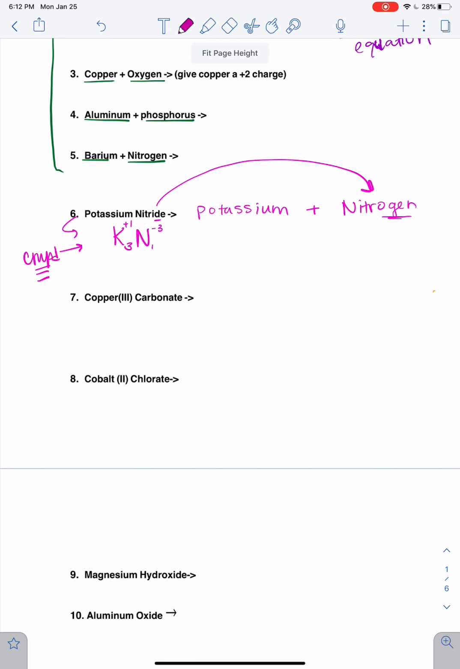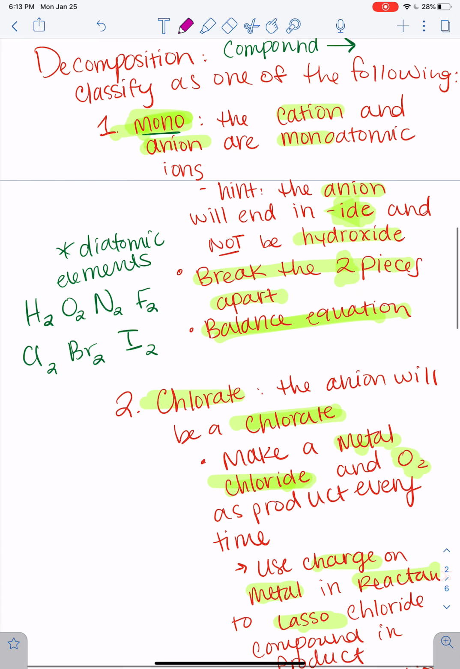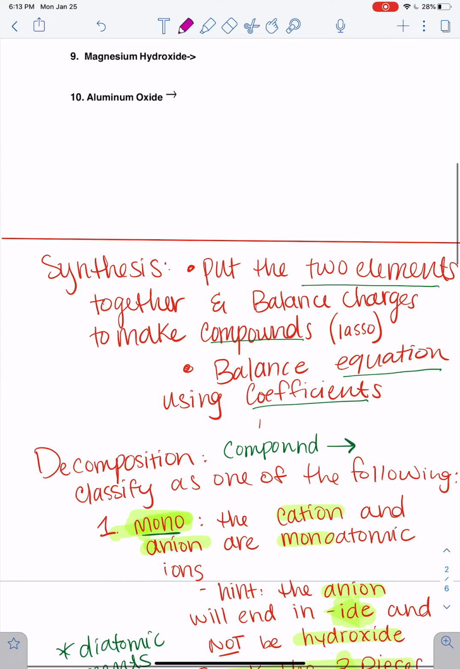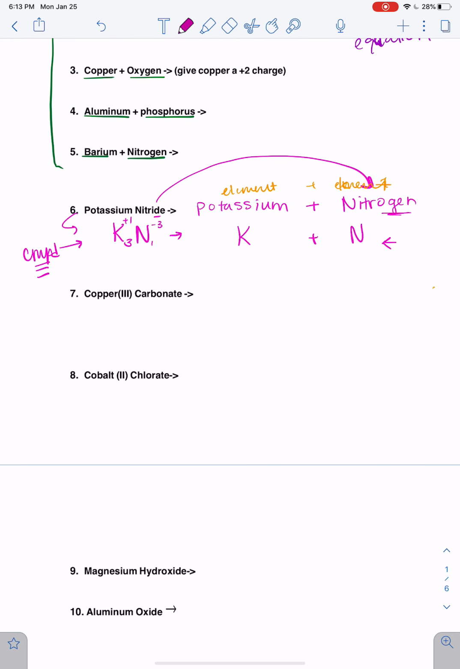Now on our product side, we don't have compounds. This is an element plus an element. I misspelled that, but whatever. So they will not have charges. So we're just going to write K plus N. And remember, I told you to watch out for diatomic elements. N is diatomic. So meaning you have to look at it and say, does it have a partner? No, it is N by itself. So you have to give it a partner. So you just put a 2 down there to indicate that now the nitrogen has another nitrogen.